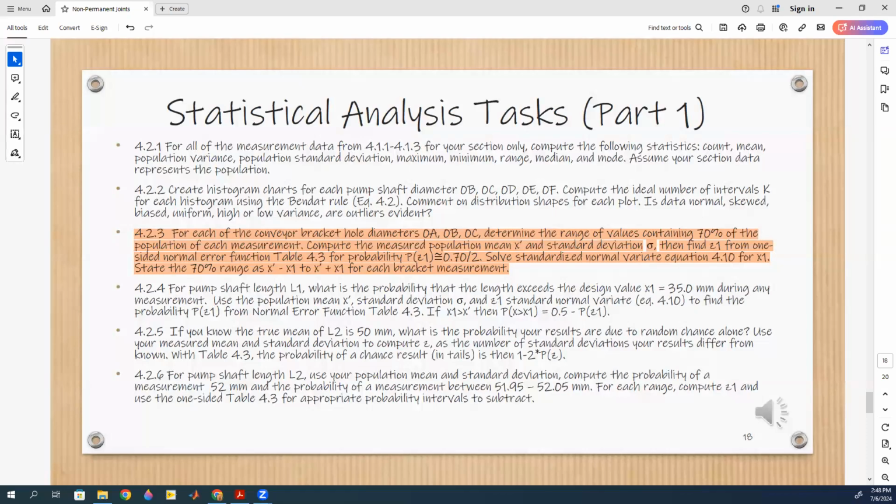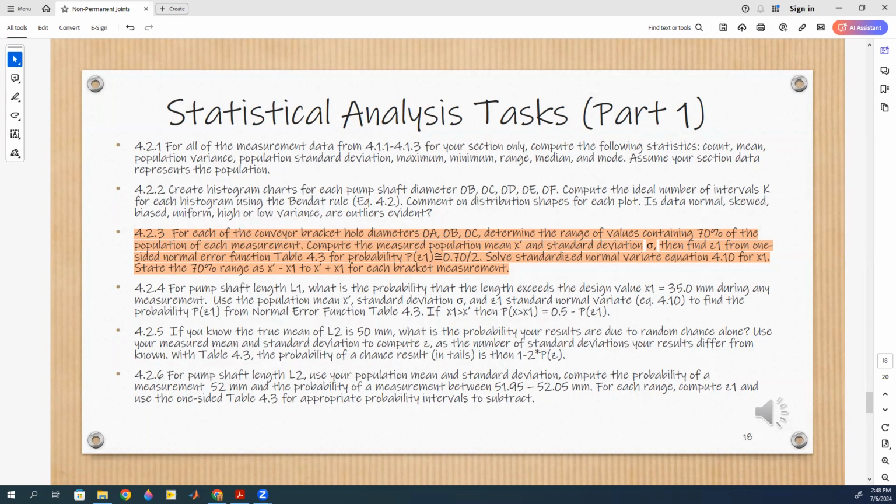Our next tutorial problem involves the conveyor bracket hole diameters A, B, and C. We're asked to determine the range of values containing 70% of the population of each measurement. To do that, we'll compute the population mean and standard deviation, and then we'll find a z-score and look that up on the one-sided normal error function.